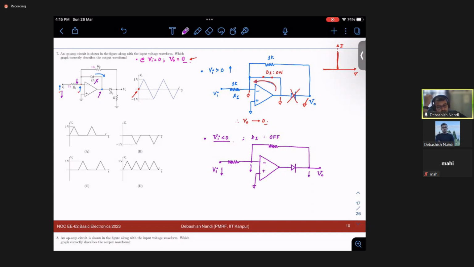If this tries to go down, then this will be in what? This will be in forward biased. So I can simply connect my circuit like this, and this was open, right?